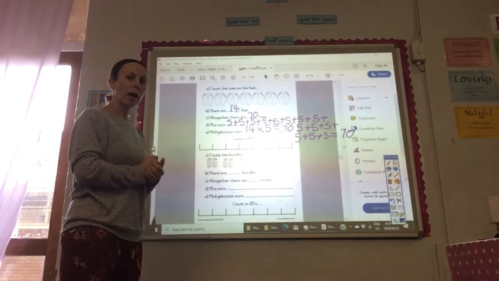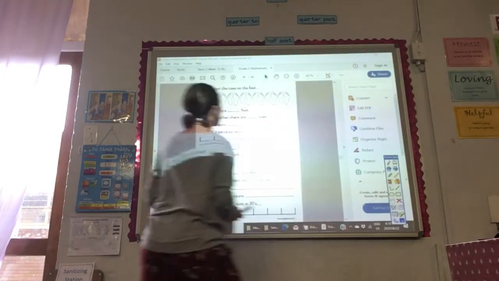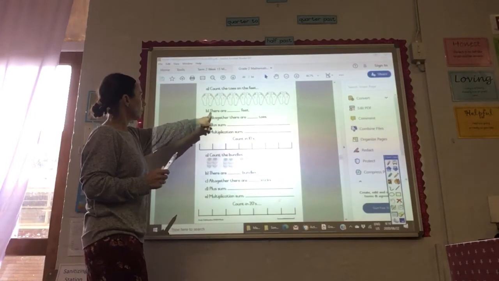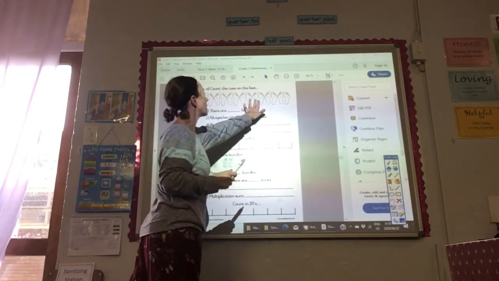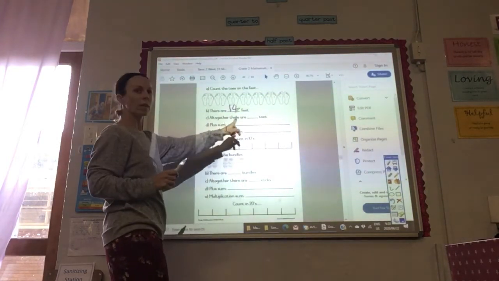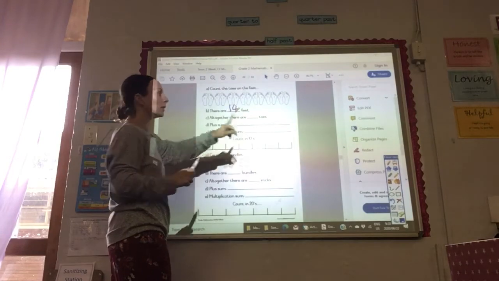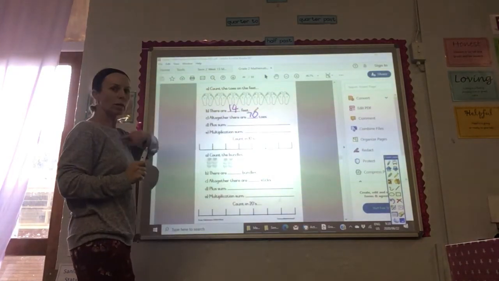I'm going to show you how to do it in tens as well. So let's just clear this. There are how many feet? So let's go. 2, 4, 6, 8, 10, 12, 14 feet. And together there are how many toes? We counted 70. Right, let's do it a little bit differently.